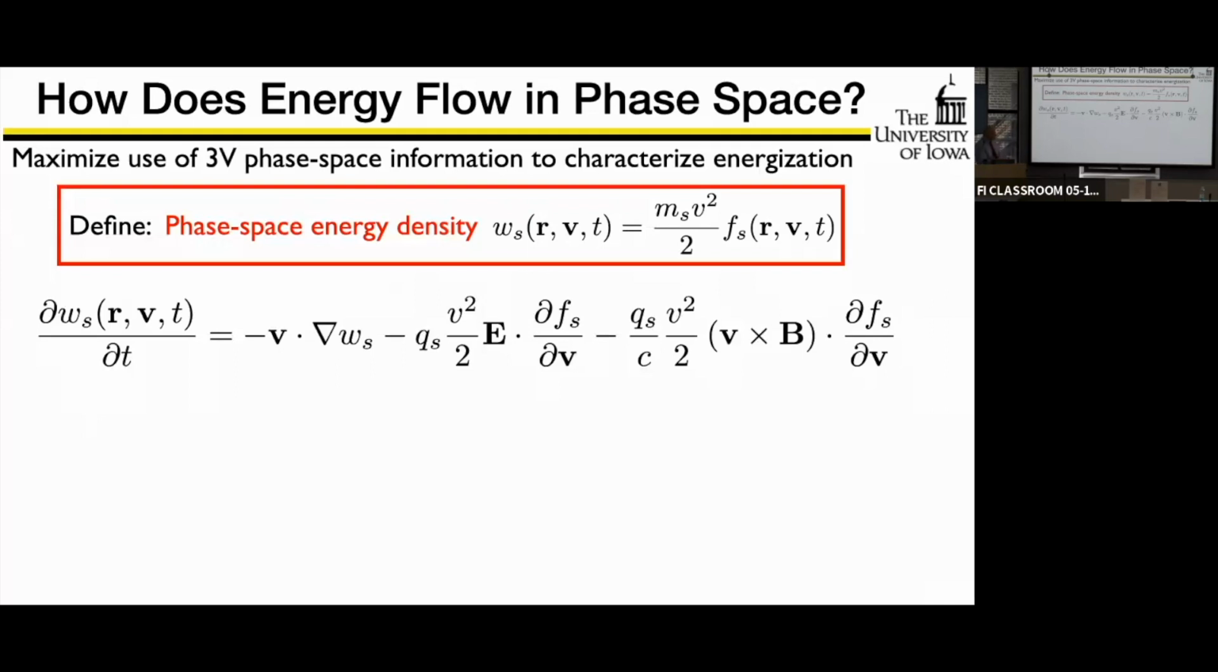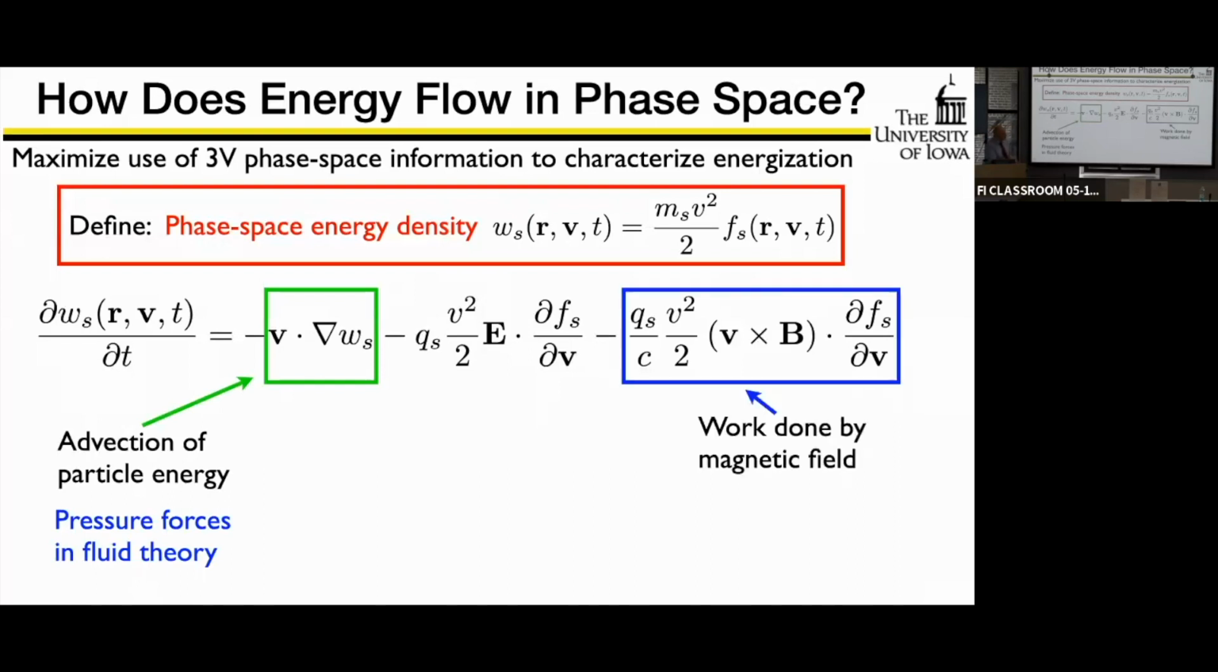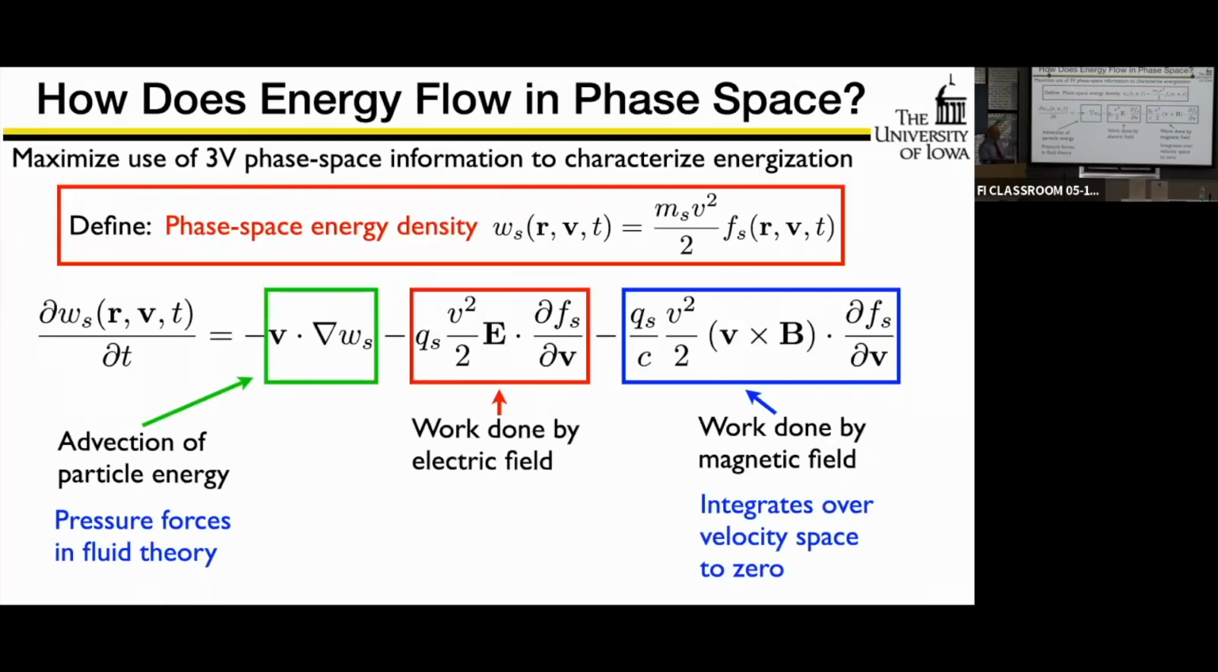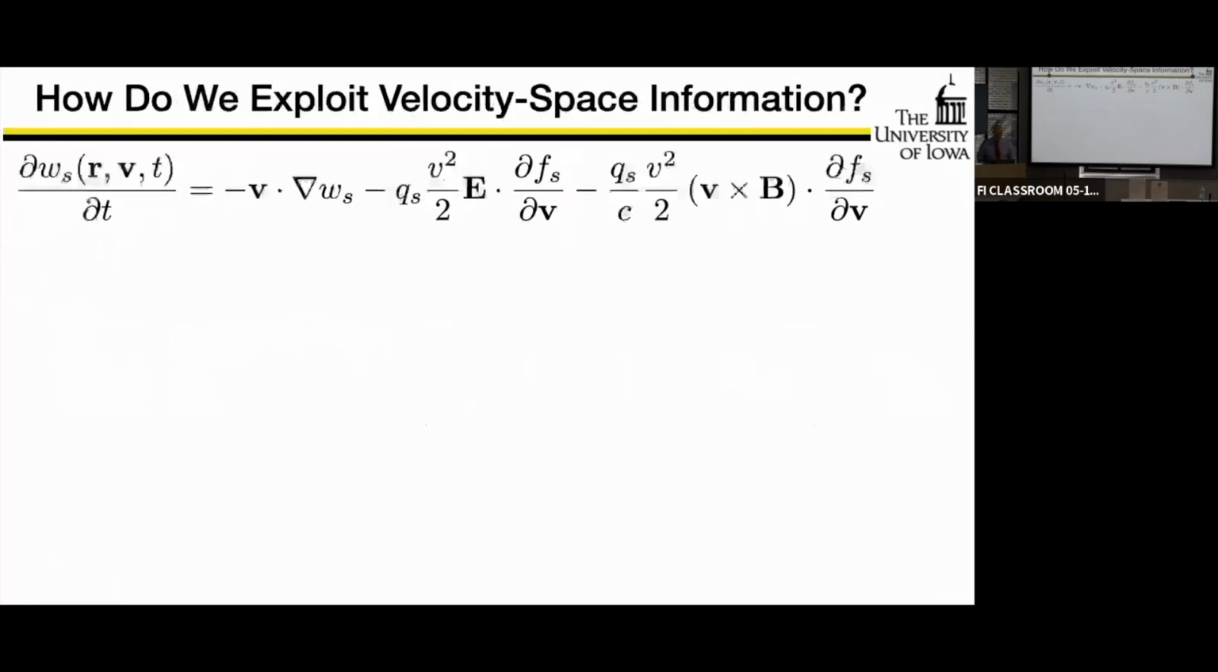Now, I can interpret each of these terms, which I already did. This first term is the advection of particle energy, as I've said. And that actually gives rise to the pressure forces in fluid theory. This final term is, of course, the work done by the magnetic field, but it integrates to 0 over velocity space. And again, we're going to focus on this work done by the electric field, and it is responsible for the net change in the particle energy. I'm going to skip this next equation because it's not that important. Okay, so here's the question. How do we exploit this information to understand what's going on in a system?